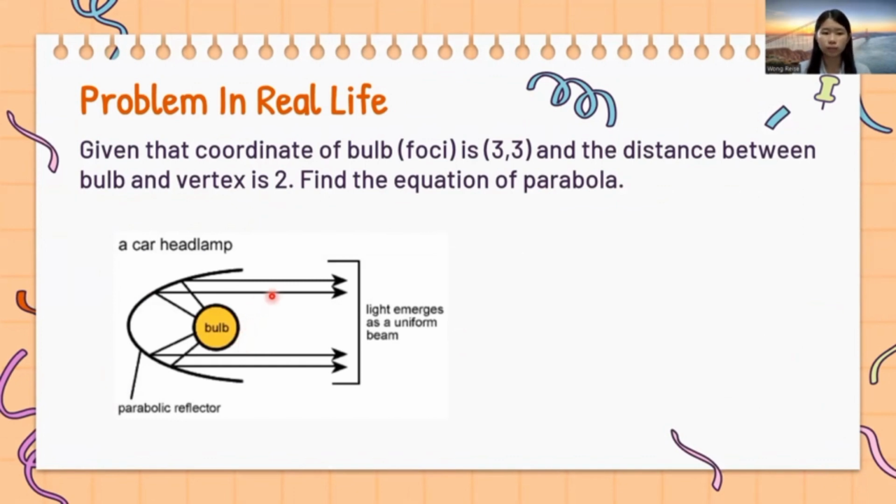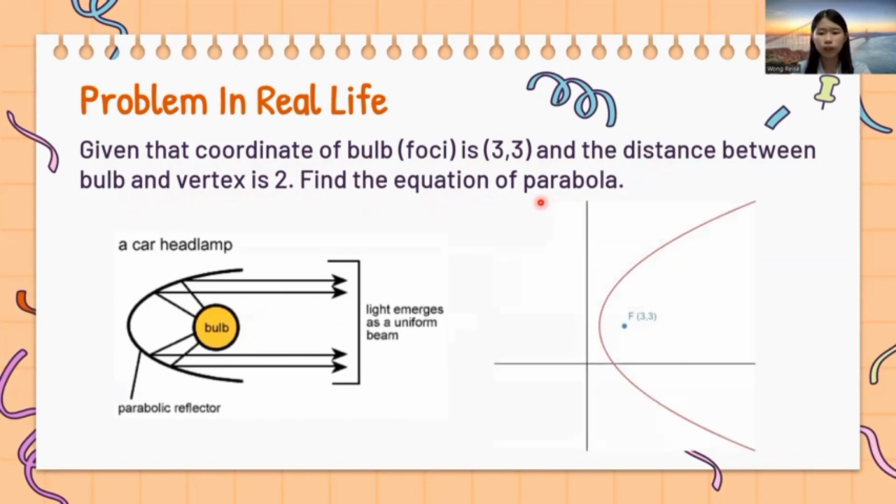Okay, so here is the problem statement. Given that the coordinate of the focus is (3, 3), and the distance between the focus and the vertex is 2, find the equation of the parabola. And then we can briefly draw a graph like this. Here is the focus, (3, 3), and here is the distance between the vertex and focus, which is 2.